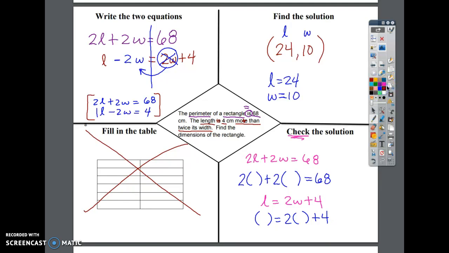So we found that L is 24. So everywhere I see an L, I'm going to put 24. And we found that W equals 10. So everywhere I see a W, I'm going to put a 10. Okay? Put this in the calculator and press enter. See if it gives you 68. And then put this in the calculator and see if it gives you 24. Okay? So let's go put it in the calculator.